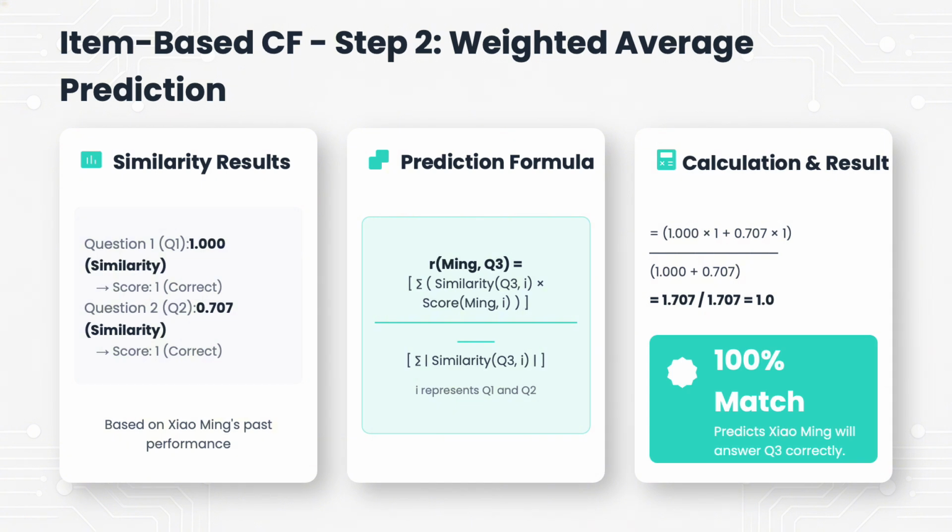Now for the prediction step. We know how similar Q1 and Q2 are to Q3, and we know how Xiaoming performed on Q1 and Q2.